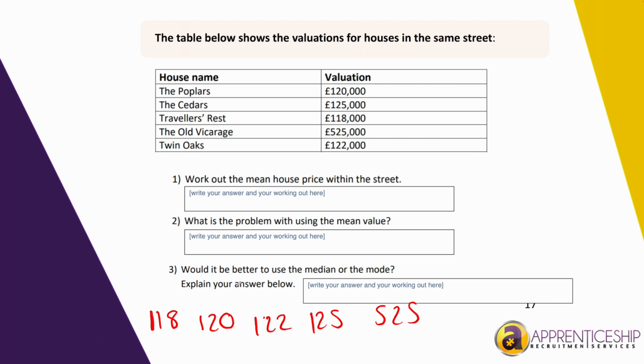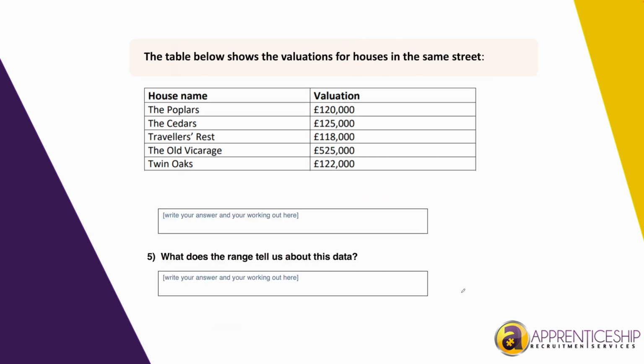The middle value is always going to be in the middle of the data, so it doesn't take into account these outliers. So it's going to be 122, it's in the middle. 122,000 is the median, and if we look, that's more representative of this data. So hopefully that makes sense.